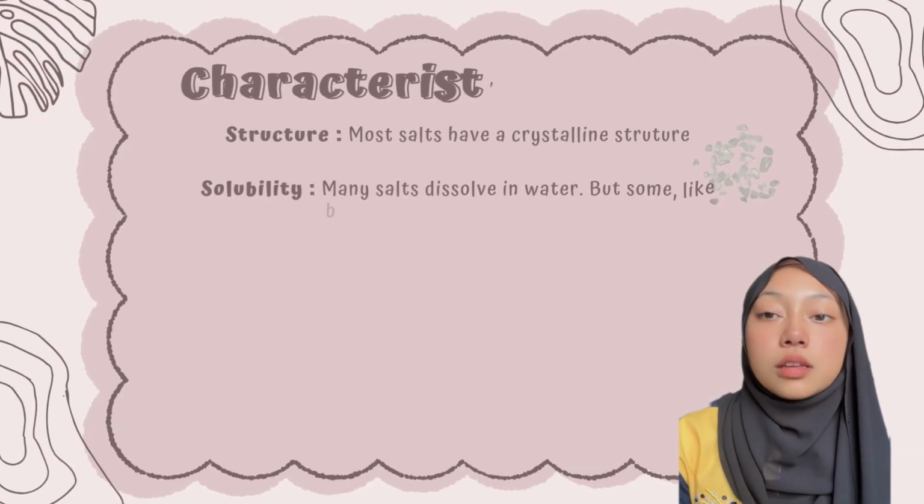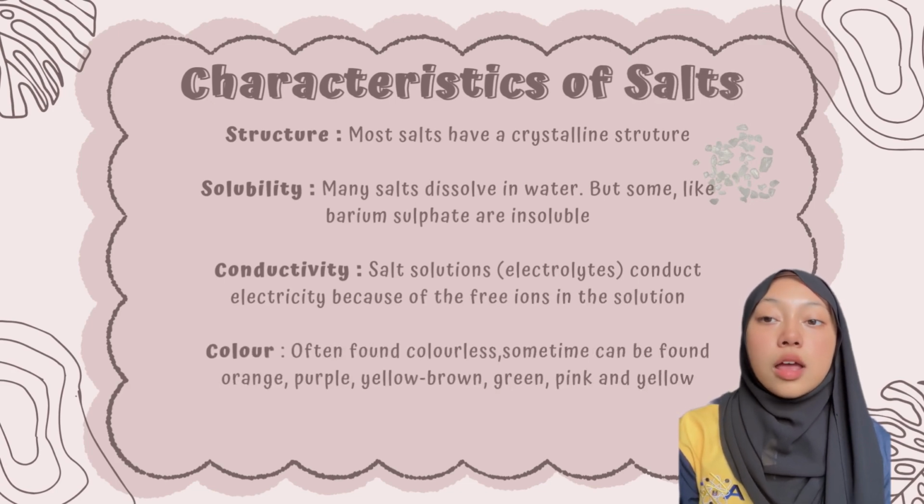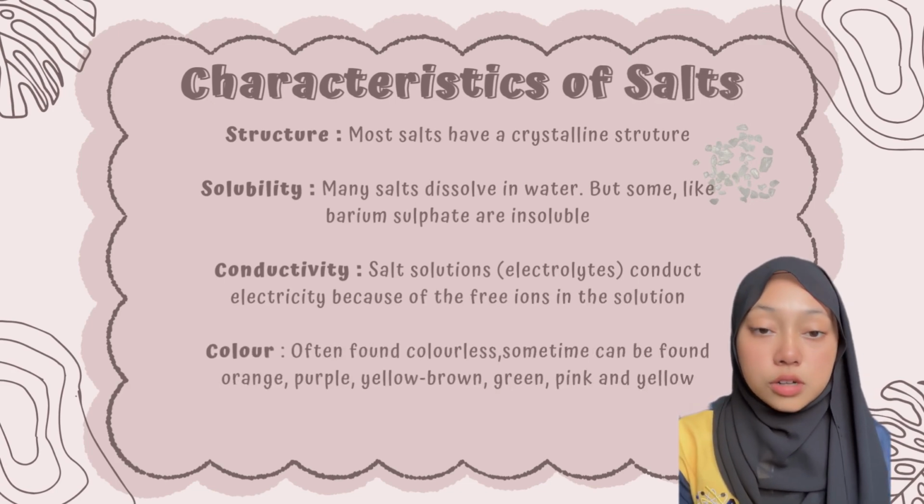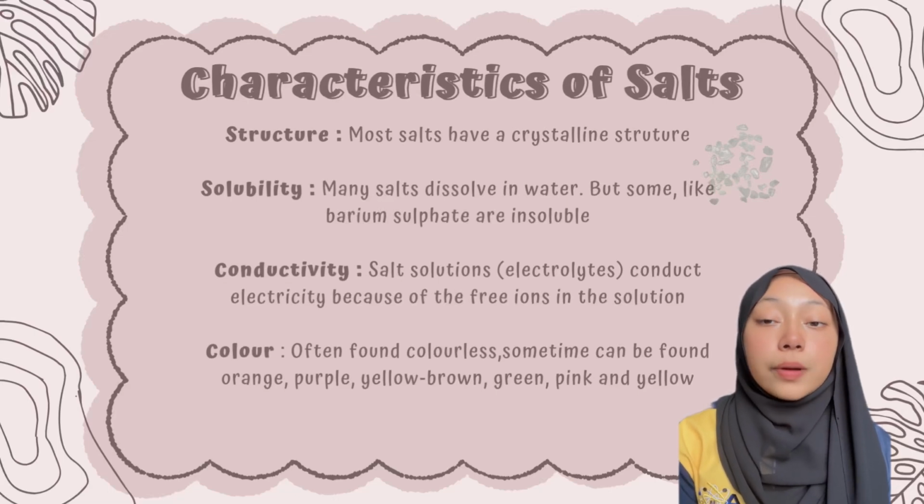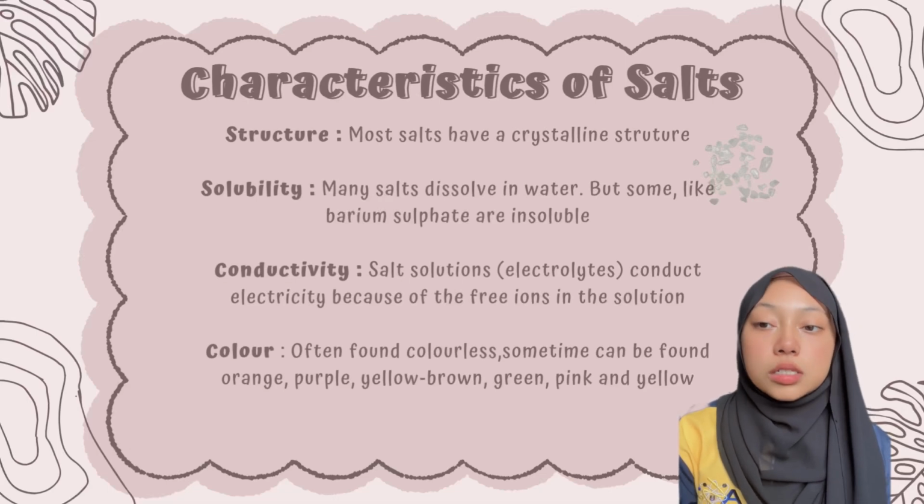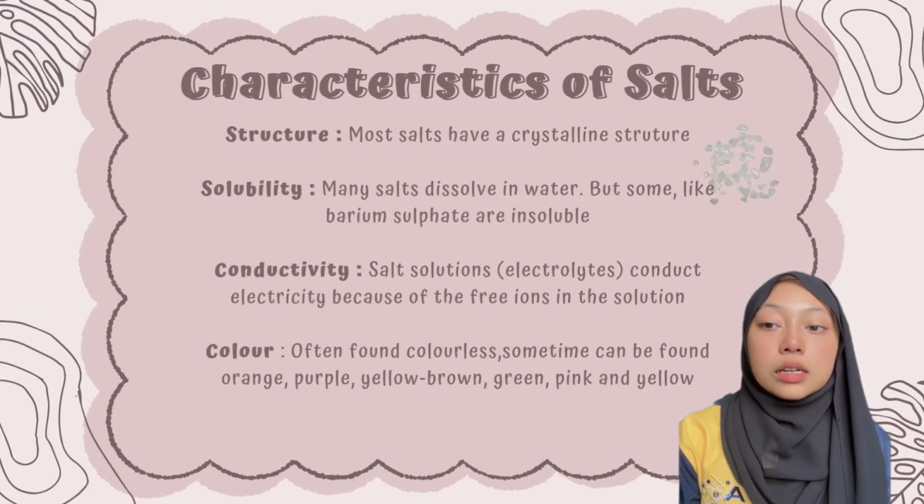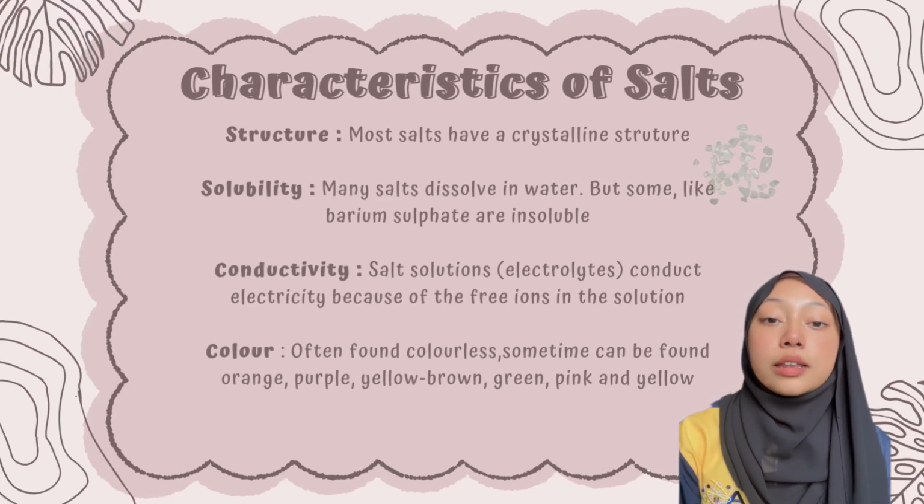The characteristics of salt. First, structure. Most salts have a crystalline structure. Solubility. Many salts dissolve in water, but some, like barium sulfate, are insoluble. Conductivity. Salt solution electrolytes conduct electricity because of the free ions in the solution. Color. Often found colorless. Sometimes can be found orange, purple, yellow, brown, green, and pink.